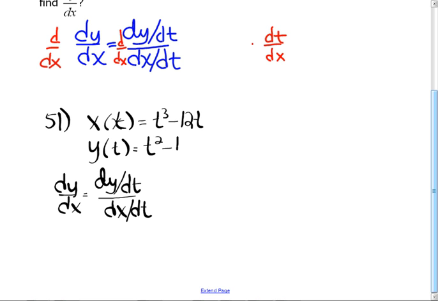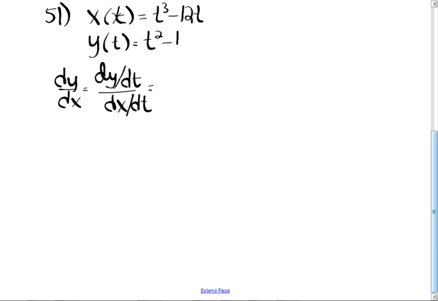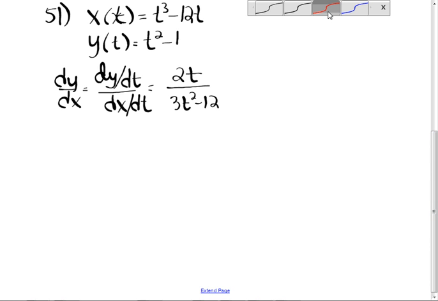This wasn't hard. This was easy. The first derivative is easy. The second one's not. This is 2t over 3t squared minus 12. Now, to do the next derivative, it's with respect to x, not t.